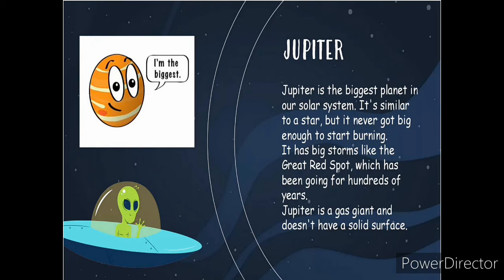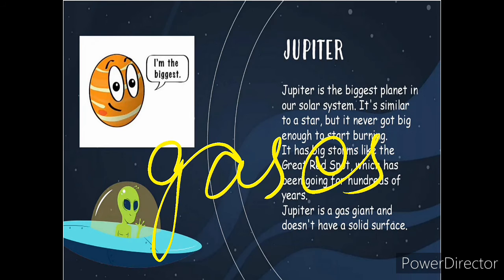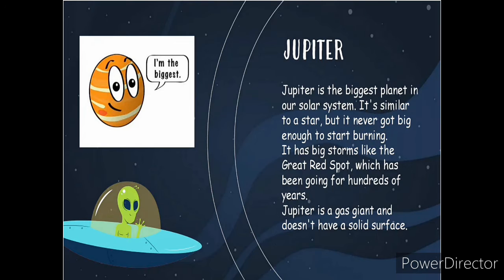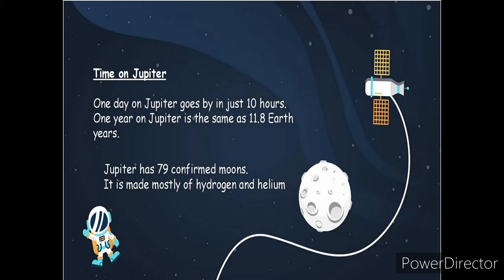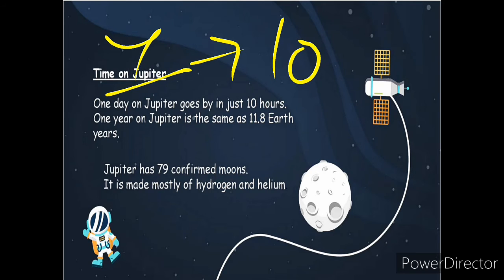Jupiter is a gas giant. Everyone knows that it is a gas giant, and it doesn't have a solid surface. It is filled with gases. Okay, now the time, you can just take a screenshot if you want. 1 day is equal to 10 hours. It has only 10 hours. 1 year is the same as 11.8 Earth years. So 1 day of Jupiter is equal to only 10 hours.